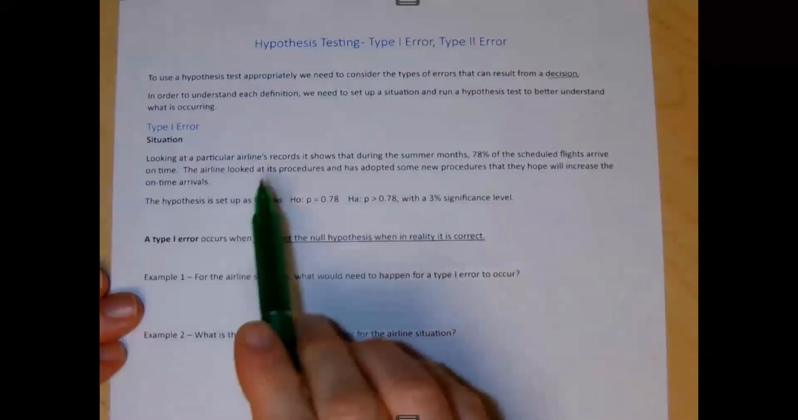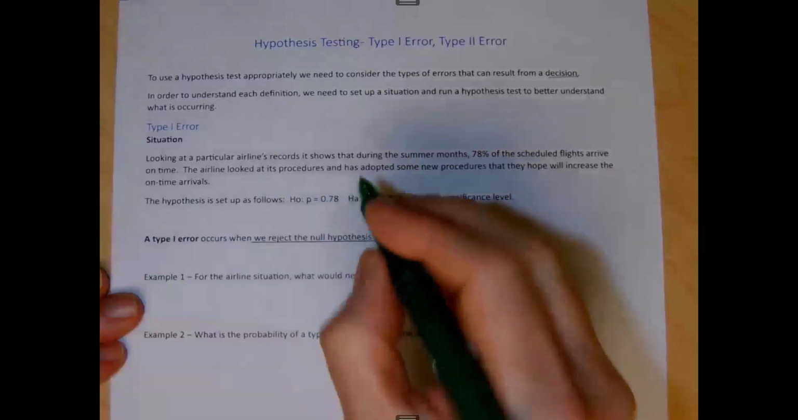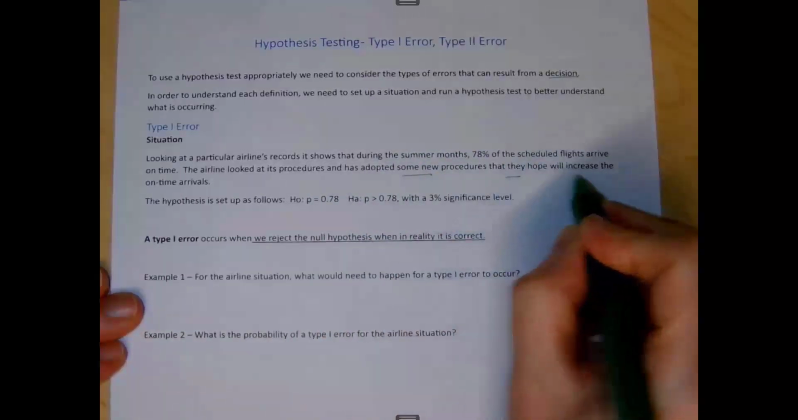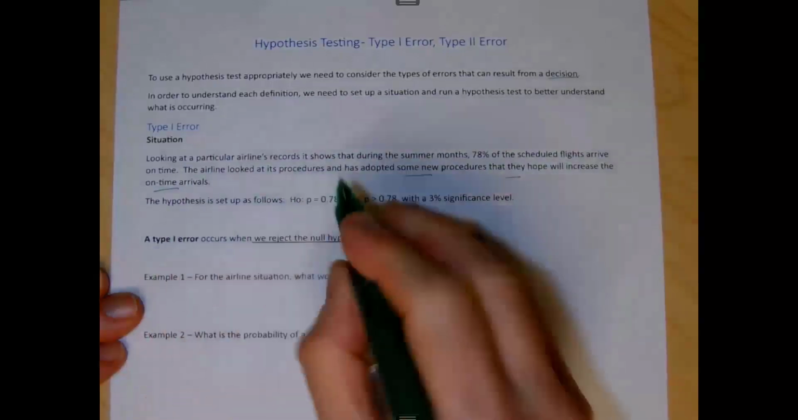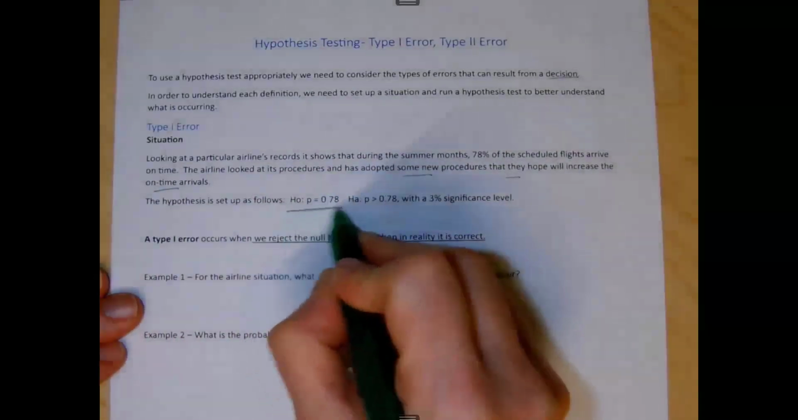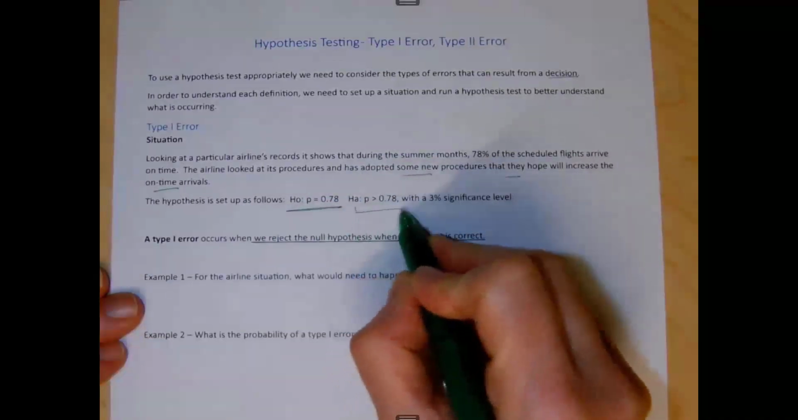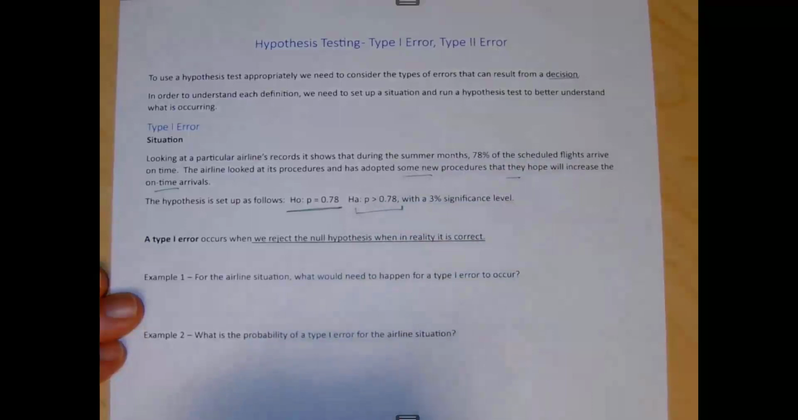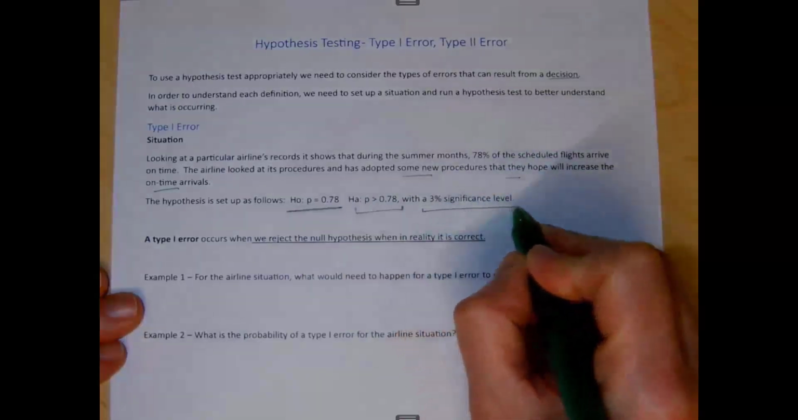Now here's the situation. Looking at a particular airline's record, it shows that during the summer months, 78% of the scheduled flights arrive on time. The airline looked at its procedures and has adopted some new procedures that they hope will increase the on-time arrivals. All right, so if we're going to run a test, we're going to set it up this way. Right now, the airline's on-time arrivals is 78%, and we're hoping the new procedure will, on average, increase that to some number above 78%. And we'll run this test with a 3% significance level.